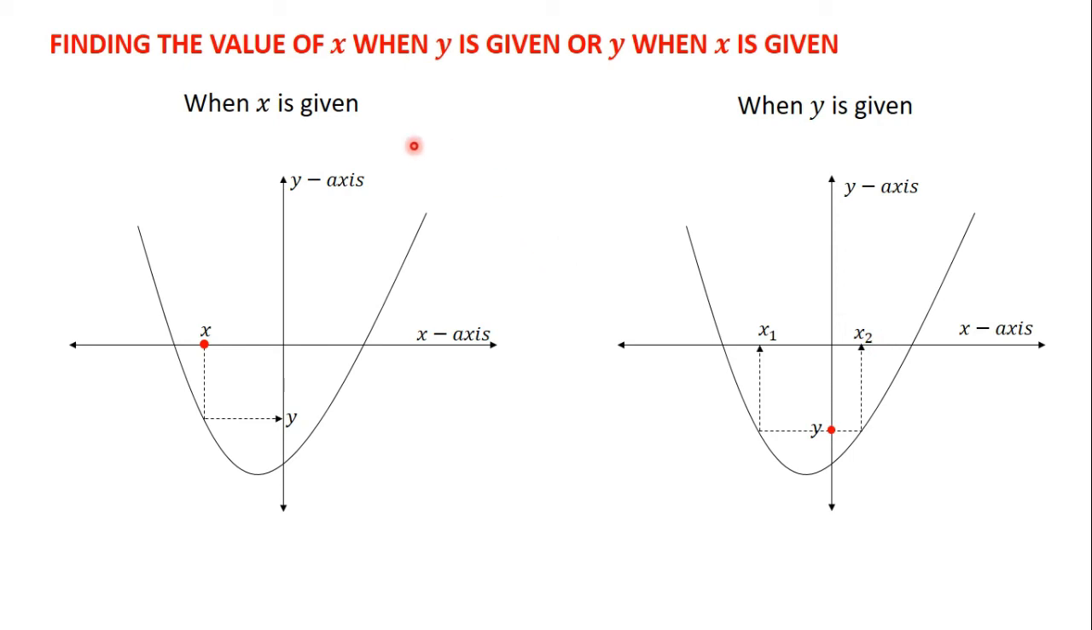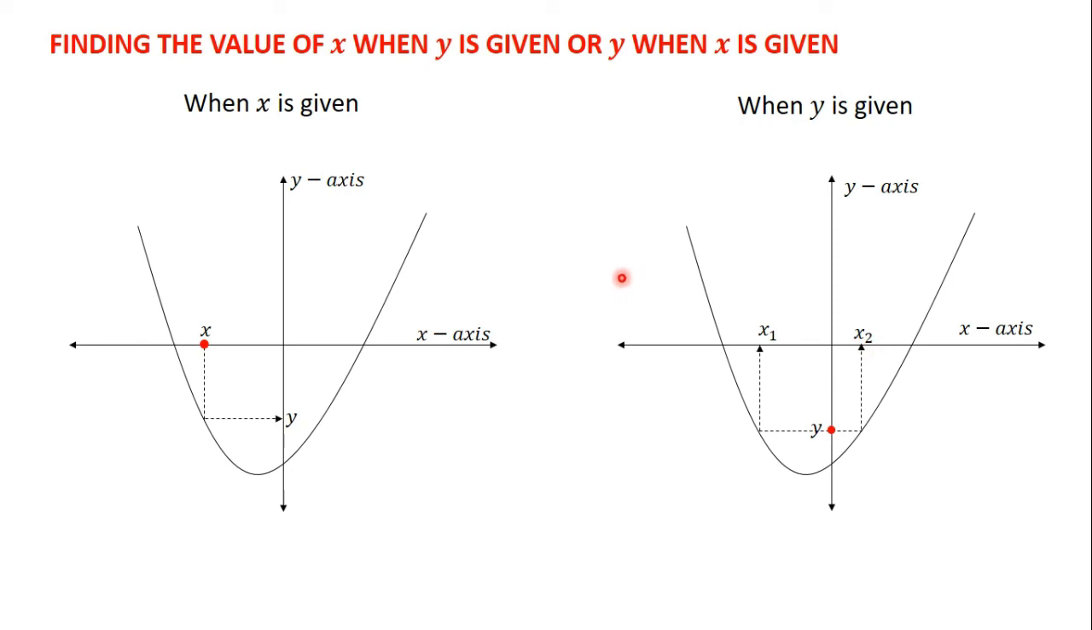So we have now learned how to find the value of y when x is given. You locate the value of x on the x-axis, you draw a vertical line to meet the curve, then from the point where it meets the curve, you trace it to the y-axis to get the y value. When you are given y, you locate y on the y-axis, then you draw a horizontal line through it to meet the curve. Here it met the curve at this point and this point. You trace the first point to the x-axis to get the first x value, then you trace the second point to the x-axis to get the second x value.